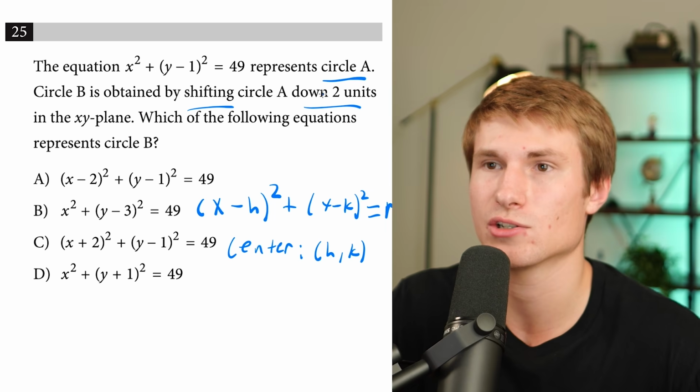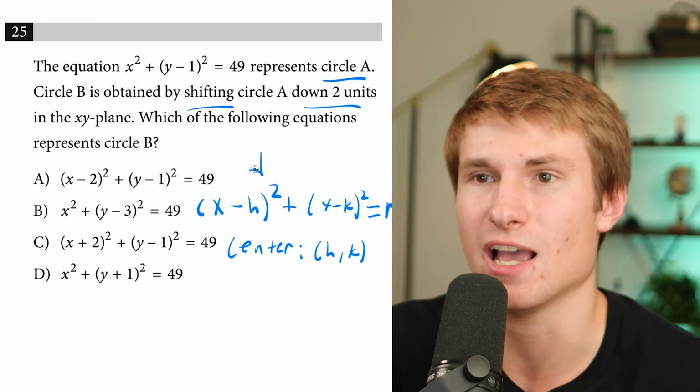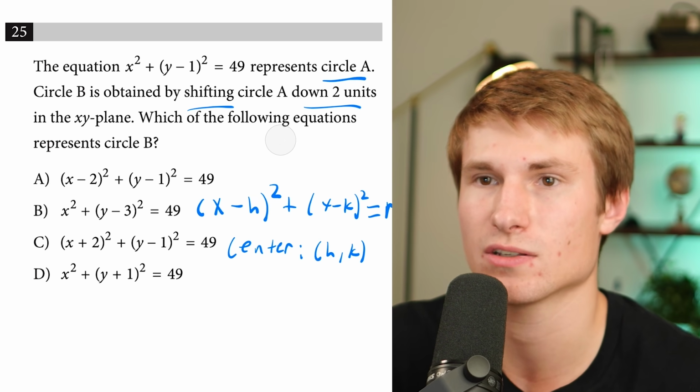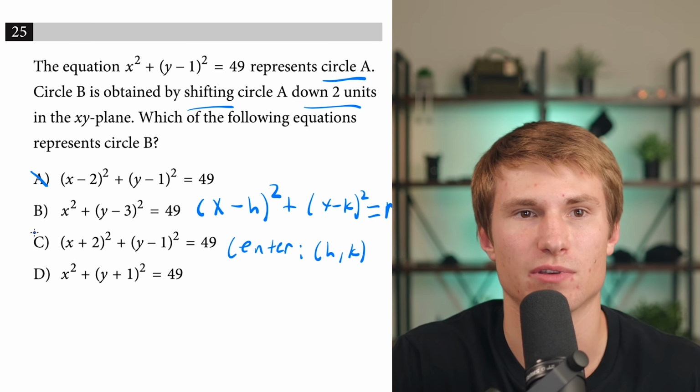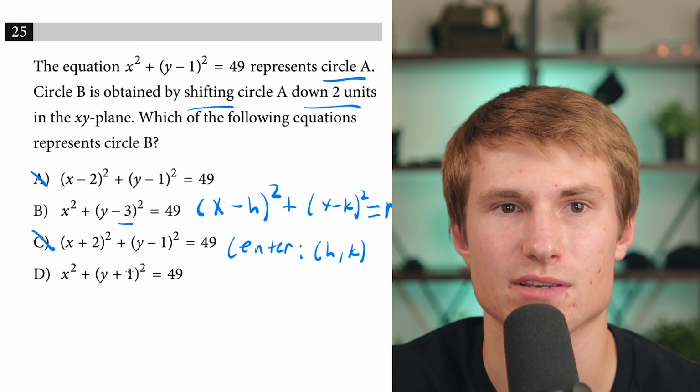Well, all you're doing here is shifting circle A down by 2 units. So you're not affecting the x value of the center, and you're not affecting the radius. So those need to stay the same. And just on that, you can get rid of A and you can get rid of C. Now, as you can see, the next difference is going to be the k value.